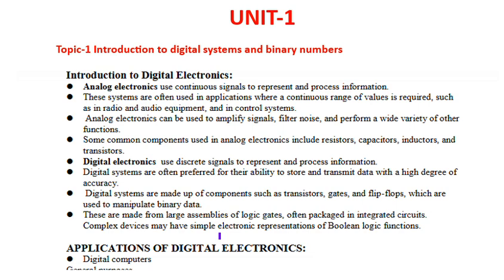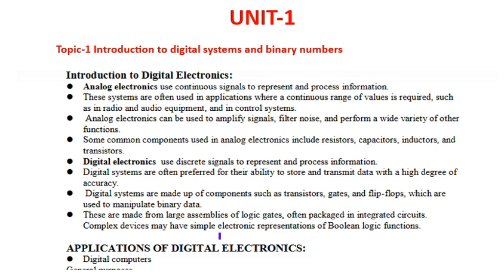To improve or increase the accuracy, we move to digital electronics. So we prefer digital electronics rather than analog electronics. Why? Because accuracy is very low in analog electronics. Now you understood how important digital electronics is.